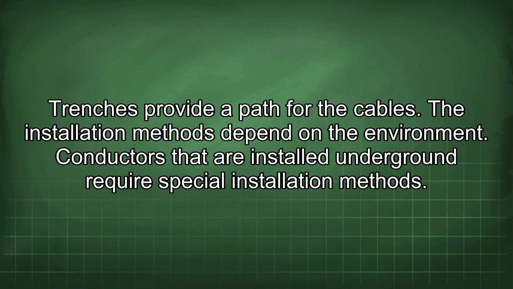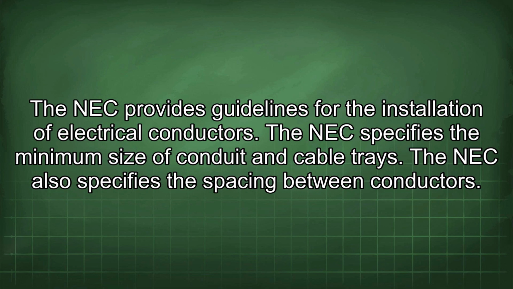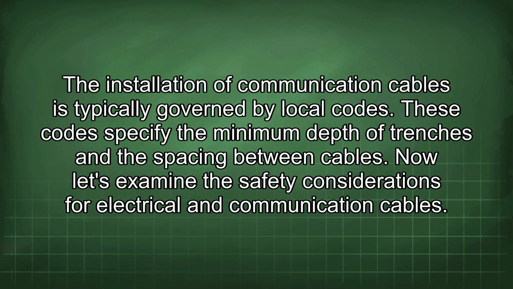The installation methods depend on the environment. Conductors that are installed underground require special installation methods. The NEC provides guidelines for the installation of electrical conductors. The NEC specifies the minimum size of conduit and cable trays. The NEC also specifies the spacing between conductors. The installation of communication cables is typically governed by local codes. These codes specify the minimum depth of trenches and the spacing between cables.